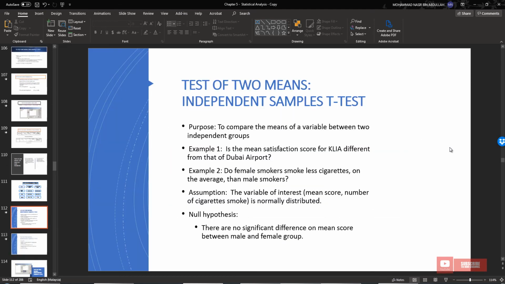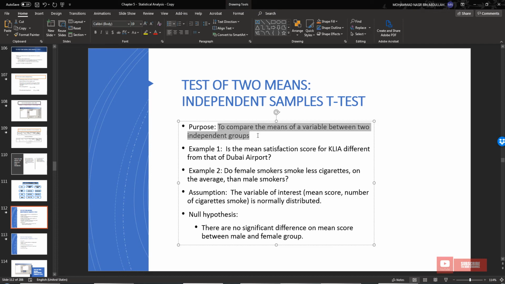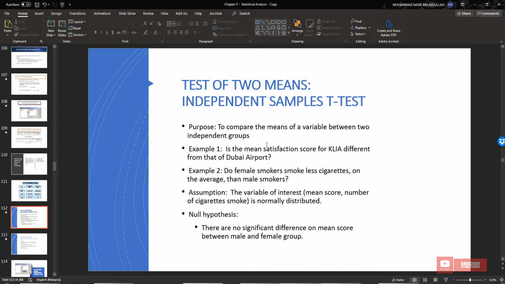So now let's look at the independent sample t-test. The purpose is to compare the mean of a variable between two independent groups. So is the mean satisfaction score for KLIA different from that of Dubai Airport, right? So we want to measure the mean satisfaction score compared between KLIA Airport and Dubai Airport. So we have two groups and one dependent variable, right? The dependent variable should be continuous quantitative.